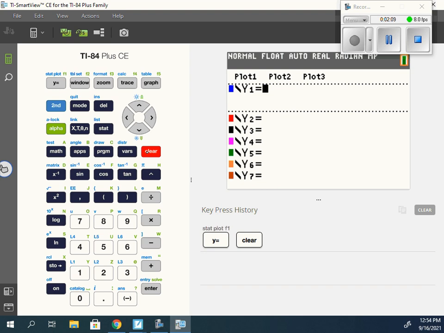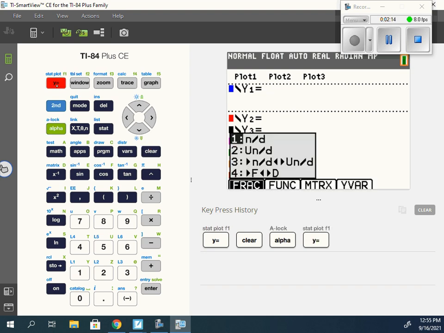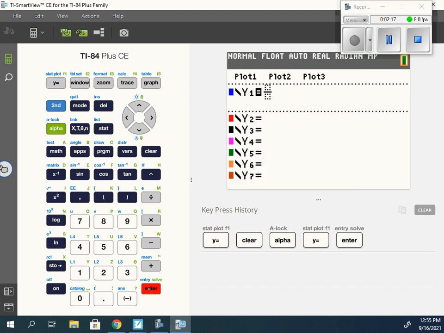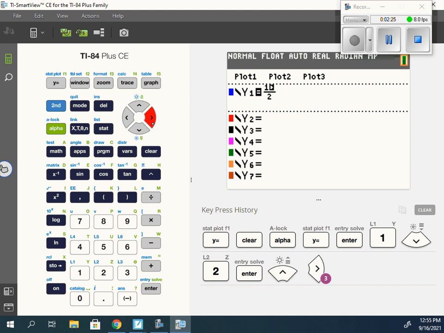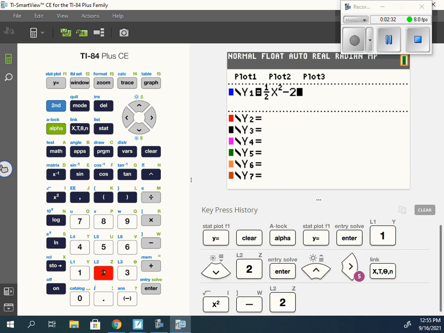So the first thing we need to do is first hit y equals, and then we can get the fraction. So we can say alpha y equals, enter. And we can do 1/2. Oh, not hit enter. Then we will have x squared minus 2x minus 1. Because we want to type it in, 1/2 x squared minus 2x minus 1. And once we get that typed in, we can go on and hit graph.